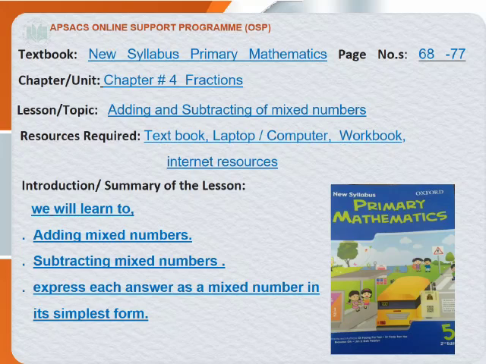Required resources, textbook, laptop, workbook, internet resources. Summary of the lesson. We will learn to add mixed numbers, subtract mixed numbers, and express each answer as a mixed number in its simplest form.